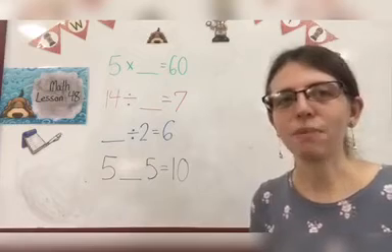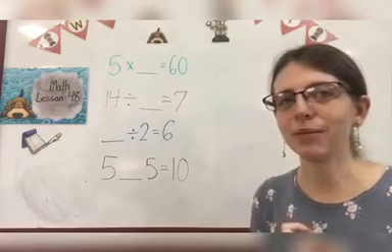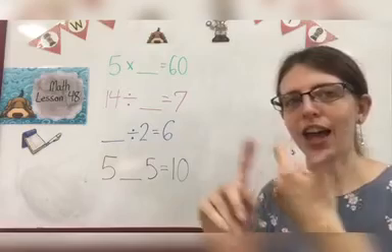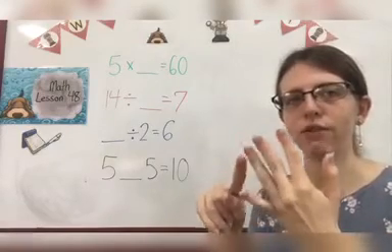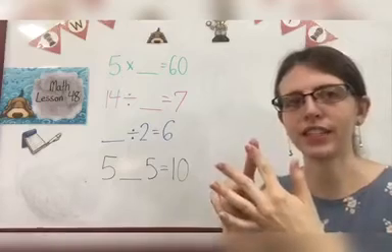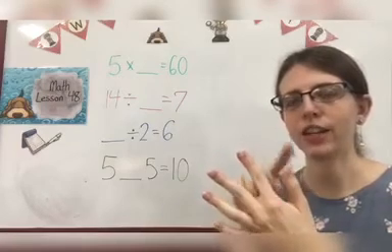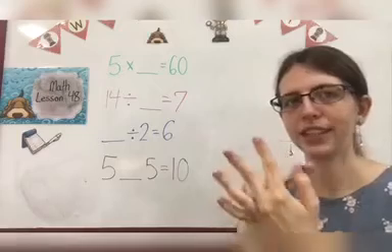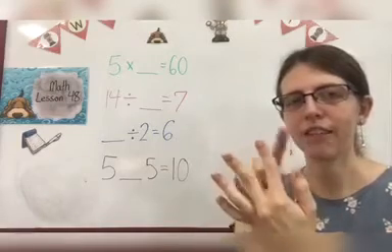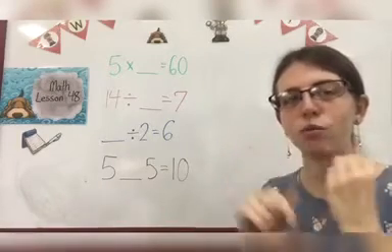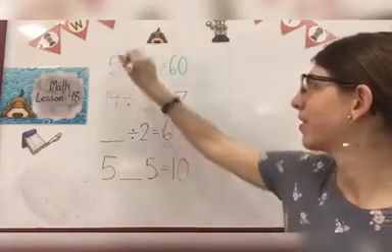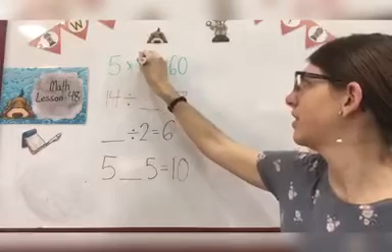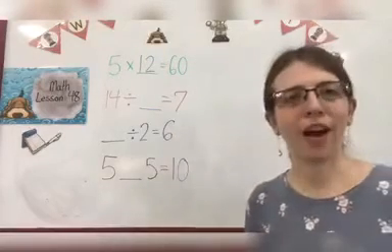So you can count by 5s and see how many times that will equal 60. 5, 10, 15, 20, 25, 30, 35, 40, 45, 50, 55, 60. I just counted 5, 6, 7, 8, 9, 10, 11, 12. I counted 12 groups of 5 to get to 60. So that means 5 times 12 equals 60.